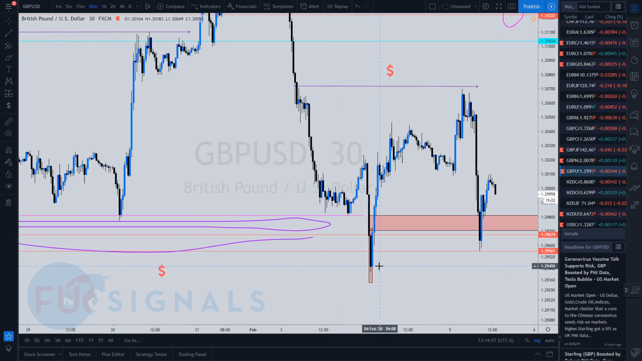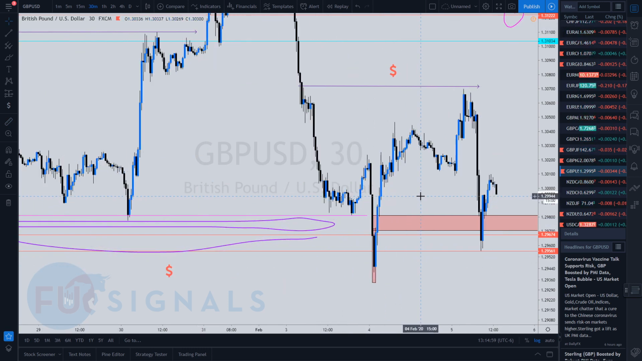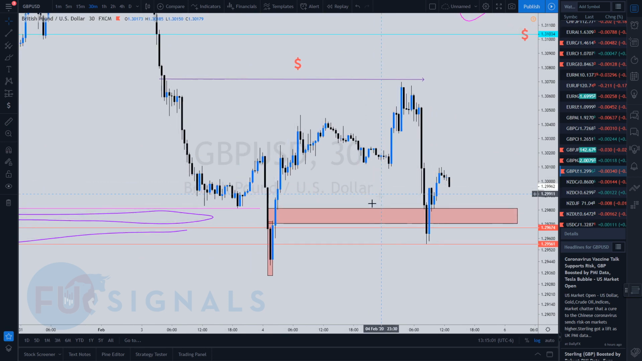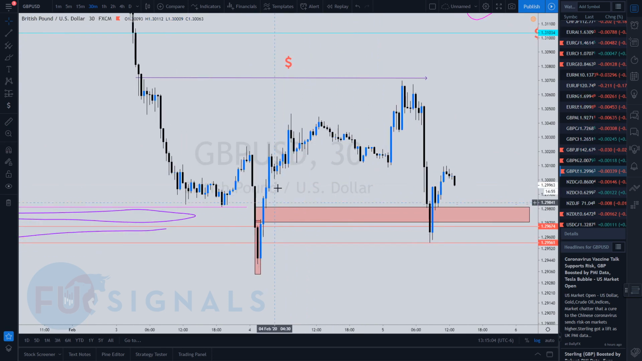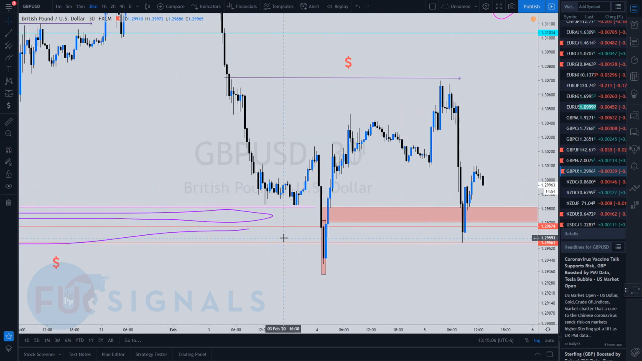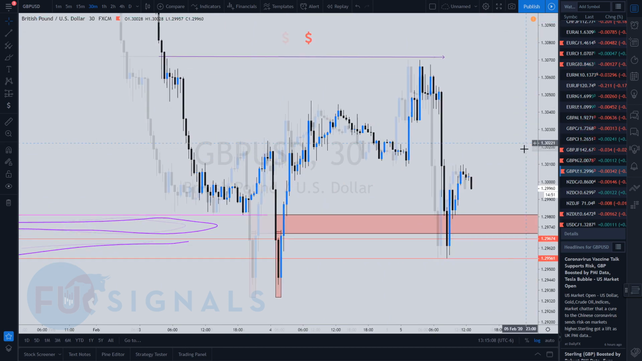This went 40 pips under your stop, right? So most people would have gotten stopped out anyway. Then price, boom, pushes up straight away very, very strongly. So it takes you out and then it goes in your direction.